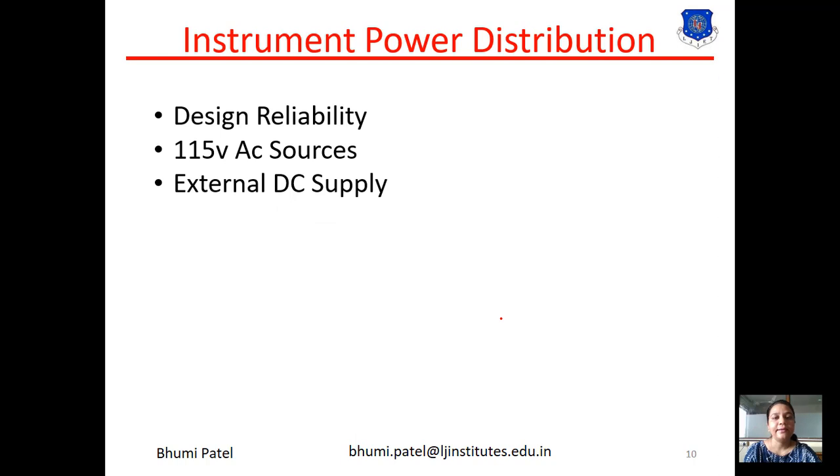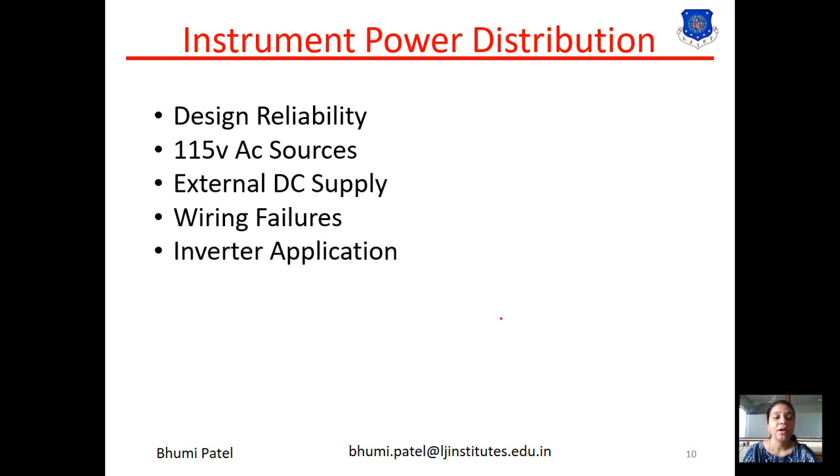Now external DC supply. When the instruments are used with an external DC supply, the system should be designed so that the failure of one supply does not affect the other. The system should also be designed so that a wiring failure at any point does not shut down a large part of the control panel or of the distribution system.